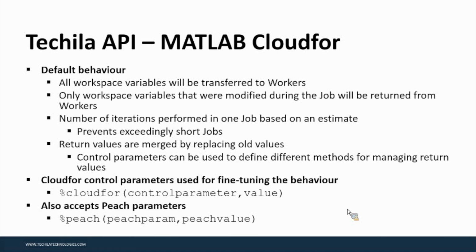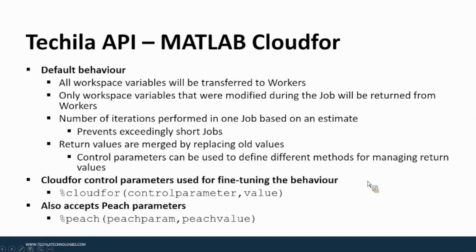But in some situations, for example, if you have very large arrays that you are using to store data, but you don't need those for computation, it doesn't make sense to transfer those to the Techila environment. In those types of cases, you can use the Cloud for control parameters to specify a list of workspace variables that you want to send to the Techila environment. So you can essentially define a comma-separated list of variables that you want to send. This can be useful in situations where you have lots of workspace variable data, but you don't need all of those during the computations.